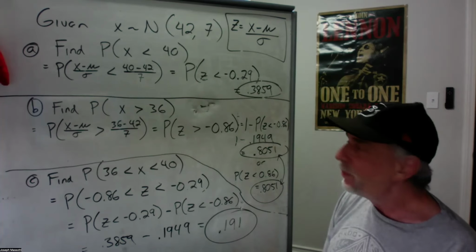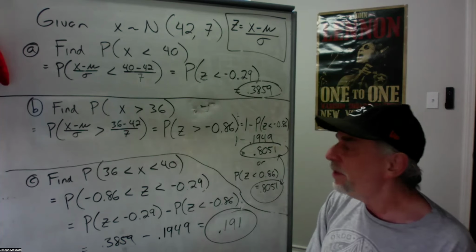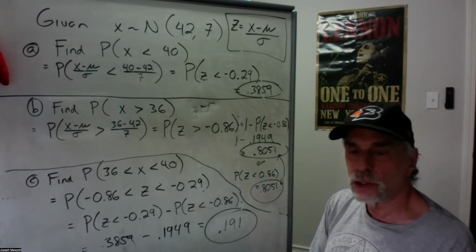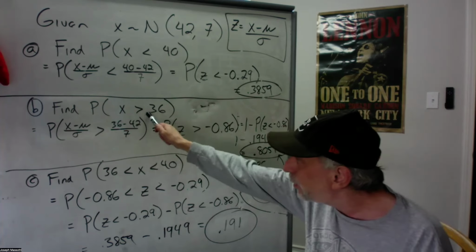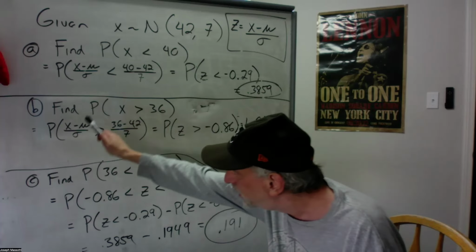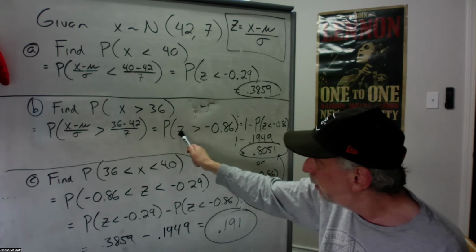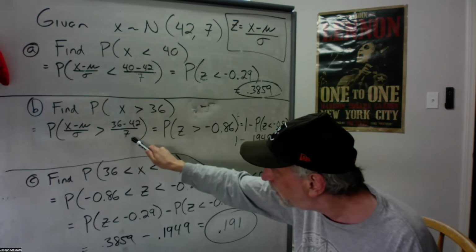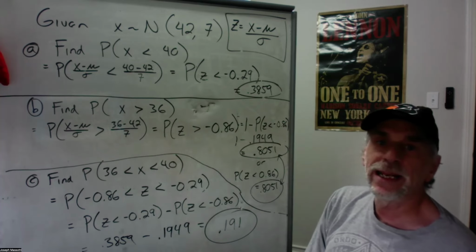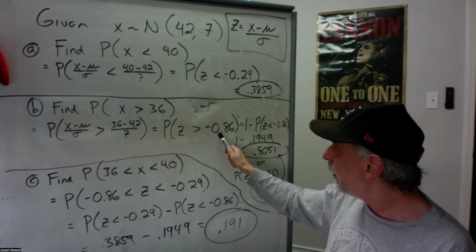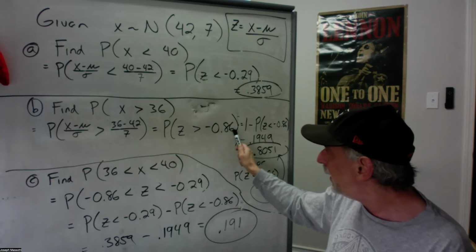When it's greater than, we have to use a little bit of logic, and there's two different ways to look at this. So I'm going to show you two different ways to answer the greater than question. So first step is the same, change the x to the z, change the x here, subtract the mean, divide by the standard deviation. In this case, we get -6/7, which again rounds carefully to -0.86.